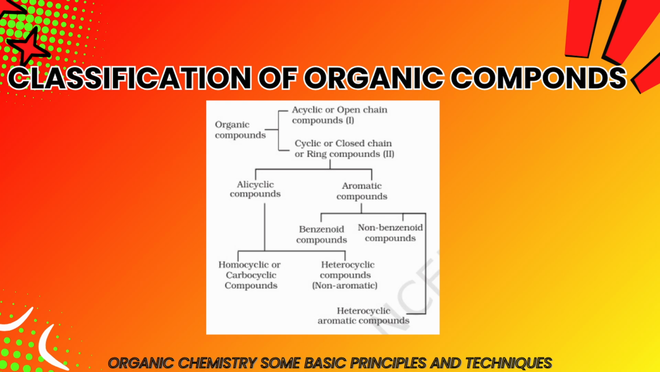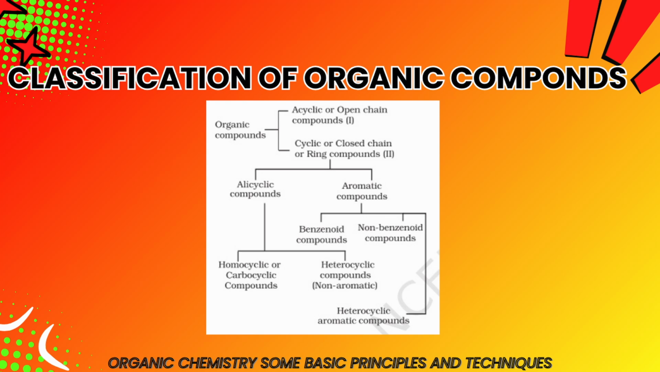For example, tetrahydrofuran. Aromatic compounds are special cyclic compounds with unique stability due to delocalized electrons. Benzene, aniline, and naphthalene are common examples of aromatic compounds. Aromatic compounds can also include heteroatoms in their rings, known as heterocyclic aromatic compounds. Examples include furan, thiophene, and pyridine. Some aromatic compounds like tropone are called non-benzenoid compounds because they don't contain a benzene ring.